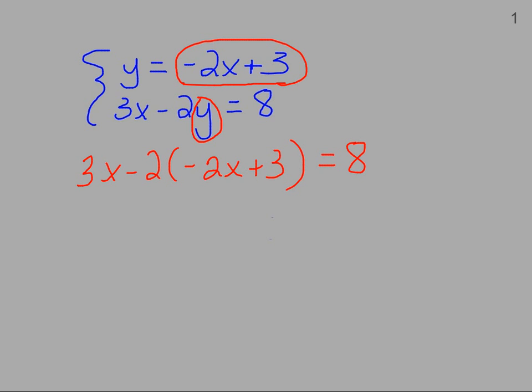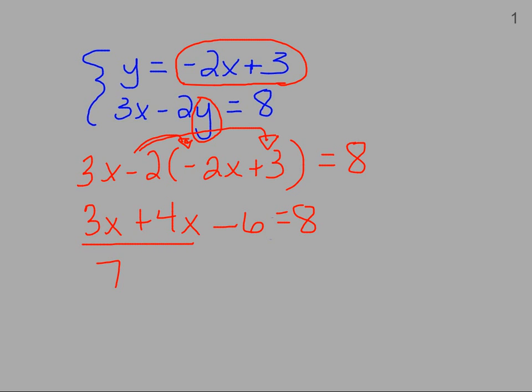Now you'll notice that all that's left are x's. There's no more y's, so we can distribute our negative 2 and then solve for x. So I'm going to distribute right here and get 3x, and negative 2 times negative 2x is positive 4x. And then I'm going to do negative 2 times positive 3 to get negative 6 equals 8. Then I'm going to combine my like terms, which are here. I have 7x minus 6 equals 8.